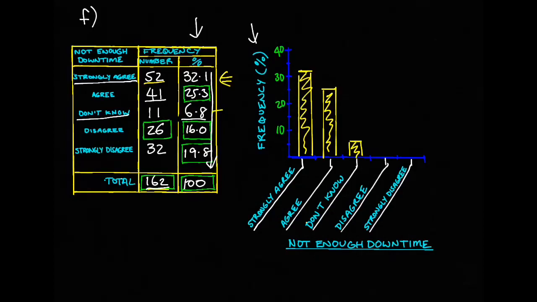Now we go on to disagree, so 16. We've got 15, so 16 might be about there. So we might have a column that looks approximately like that. Strongly disagree, 19.8, so it's just below 20. And that's what we're looking at for our completed frequency column chart.